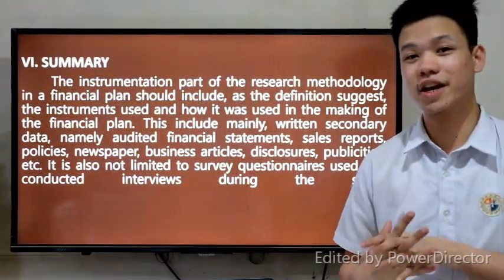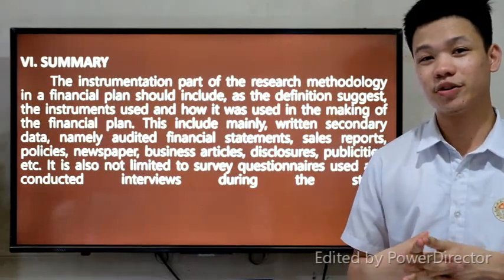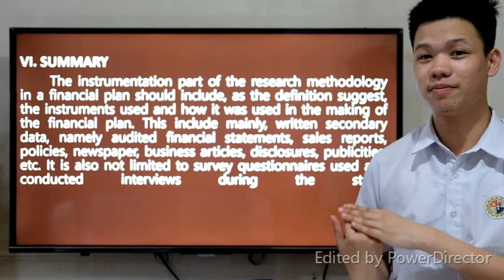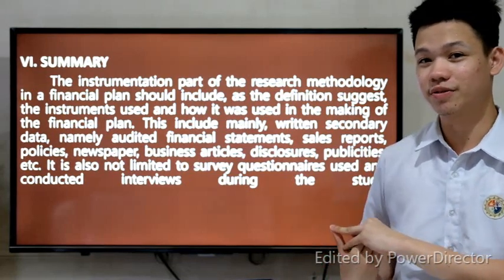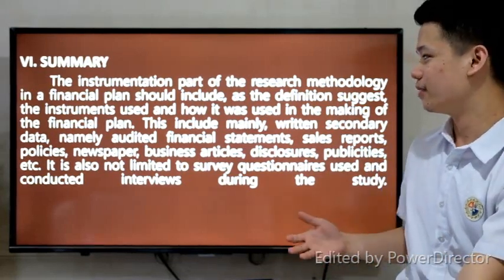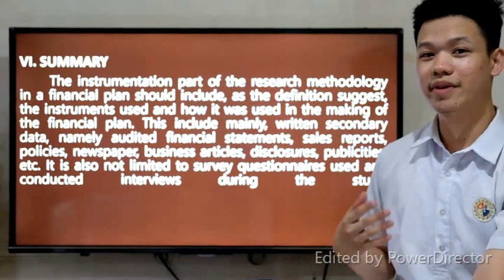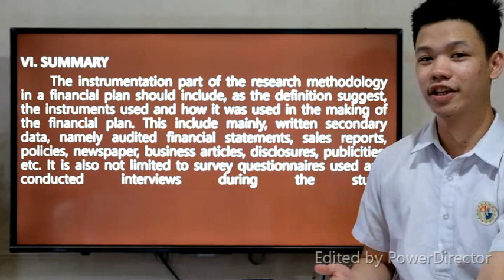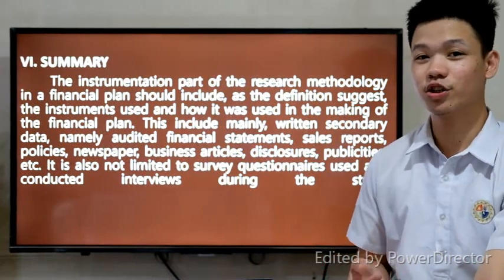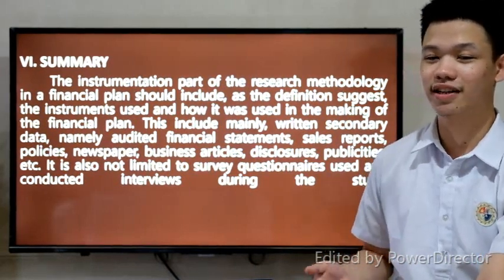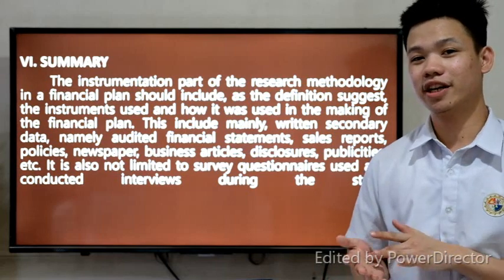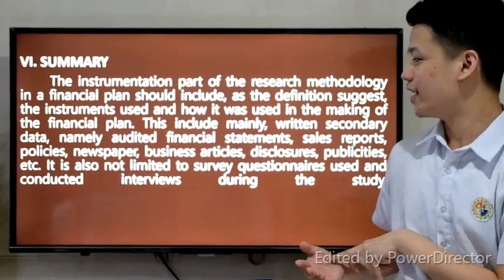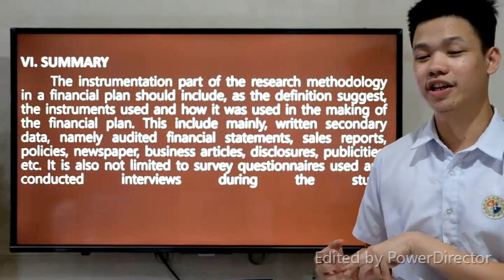Okay, to sum it up, instrumentation includes the instruments used by the proponents in the formulation of the plan and how they were used in this financial plan. These include mainly the secondary data gathered like audited financial statements, disclosures, publicities, and so on. It is not limited to that, but it also includes the primary data like survey and interviews to the key officers of the company.